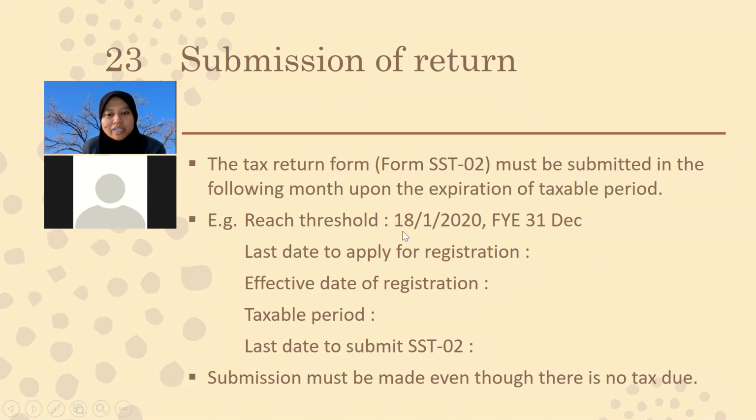All right. Look at one example here. Let's say you reach threshold on 18th of January 2020. The financial year ends 31st December. Okay. We are going to take a break. I think let's take a half an hour break. But during the break time, try to fill this in. If reach threshold of 500,000 on the 18th of January 2020, what would be the last date to apply for registration? What would be the effective date of registration? What is the taxable period? And the last date to submit SST02?